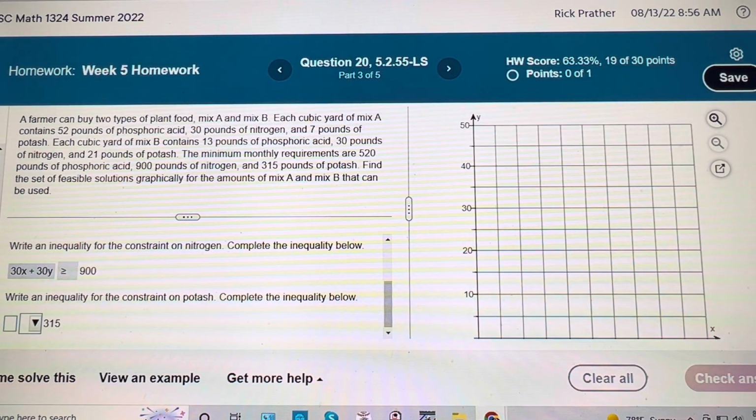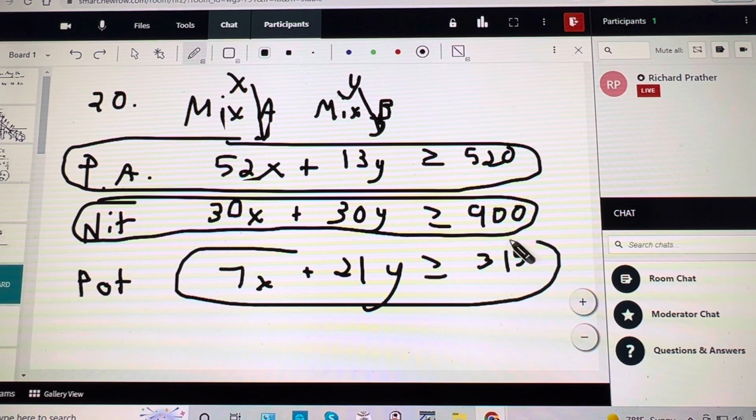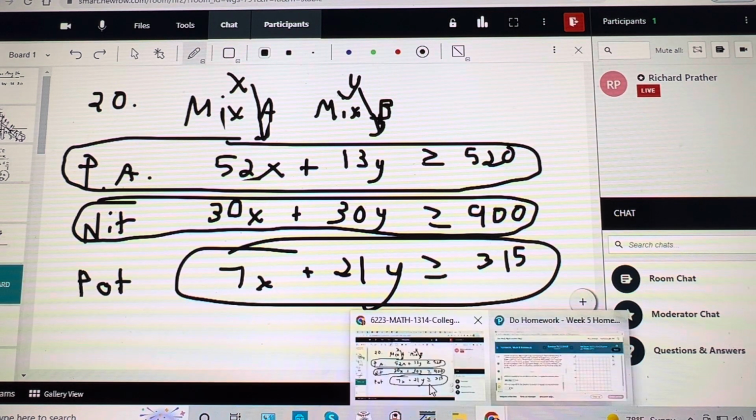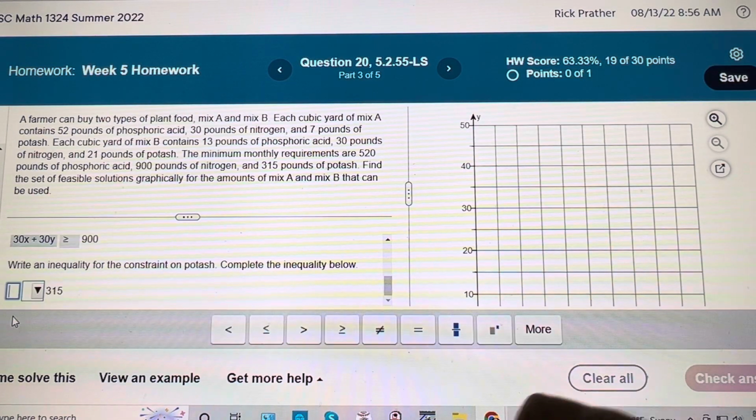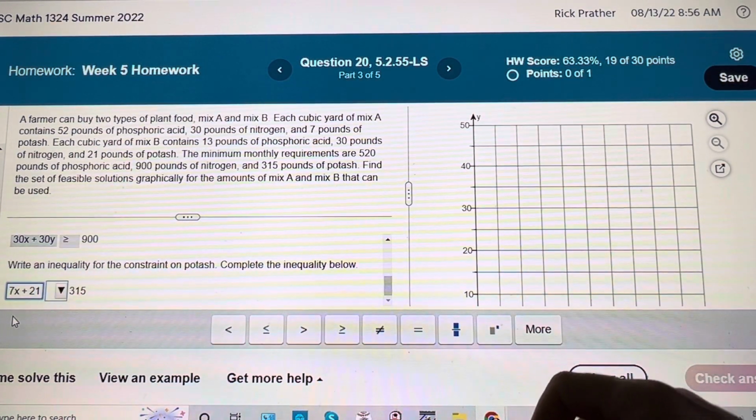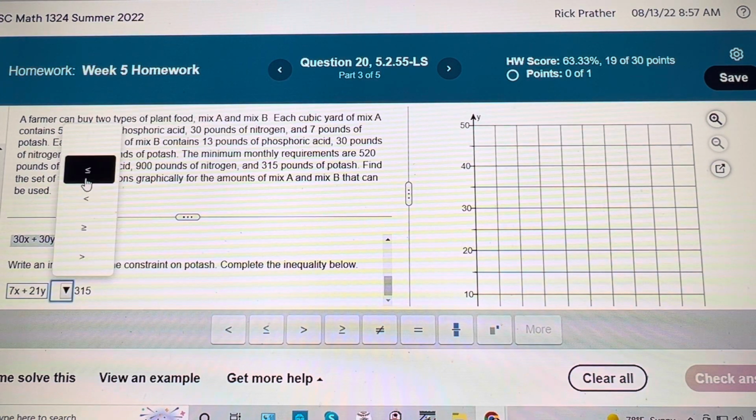And then potash, whatever that is, potash. 7x plus 21y is greater than or equal to 315.